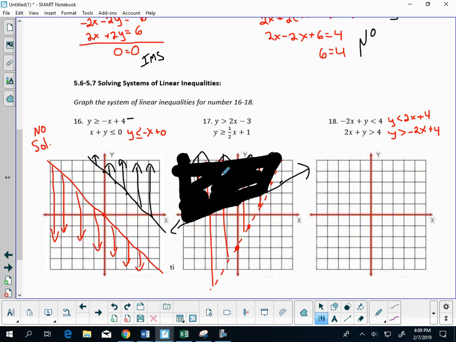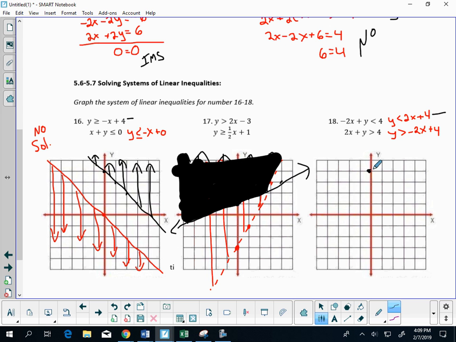On number 18, I went ahead and I put those into slope-intercept form. I just added 2x to both sides. And on the bottom one, I subtracted 2x from both sides. So let's do this top one in black. My y-intercept is 4. Oops. Being counted incorrectly. 1, 2, 3, 4.